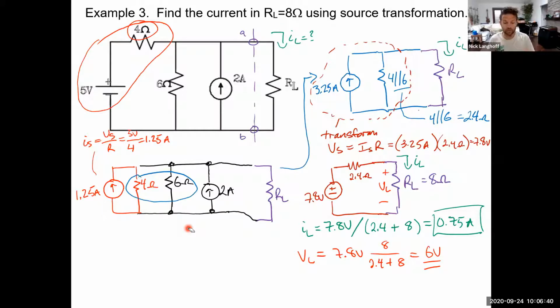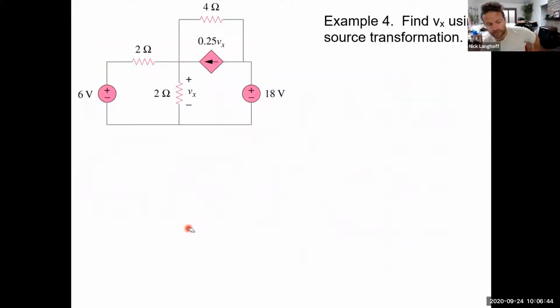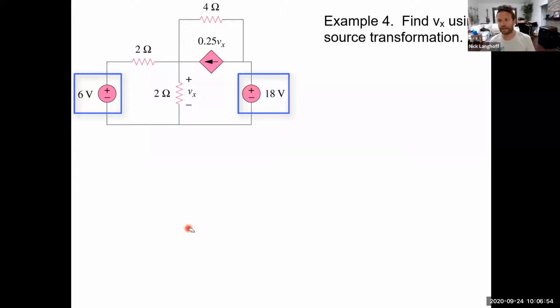Okay, so that was this. We've just done an example with independent sources. Let's take a look at an example with dependent sources. Okay, so we've got the 6-volt source. We've got an 18-volt source. Both of those are independent.